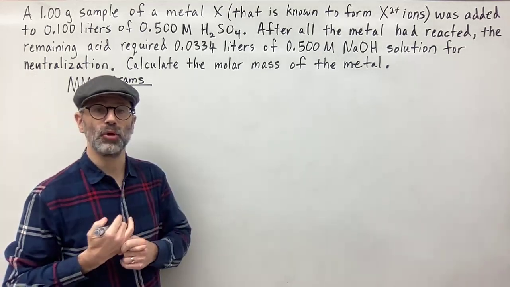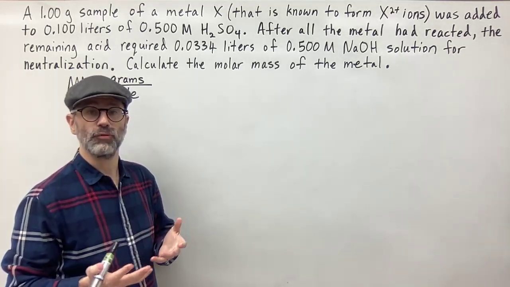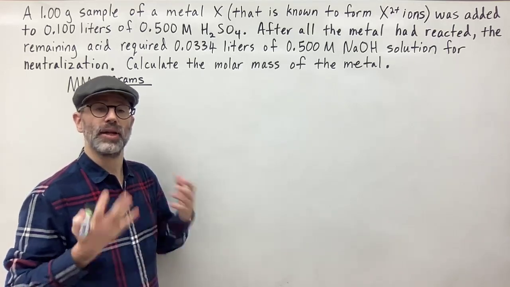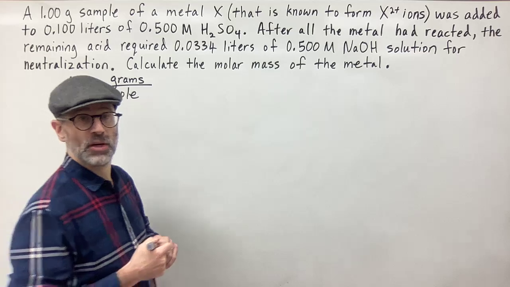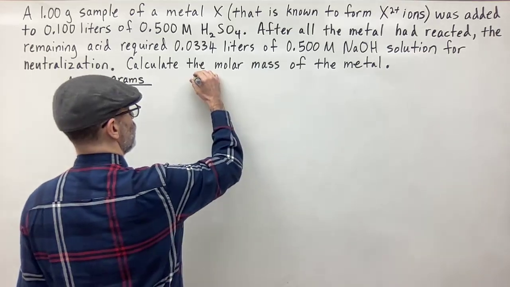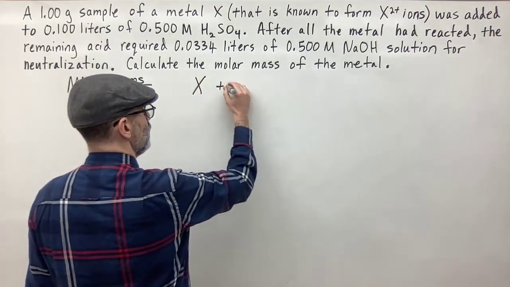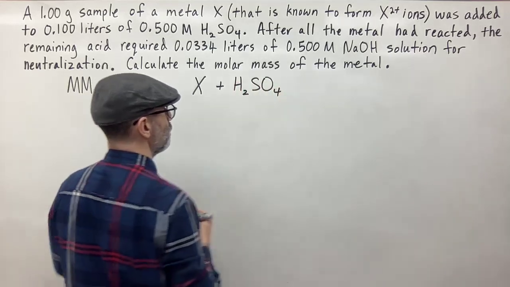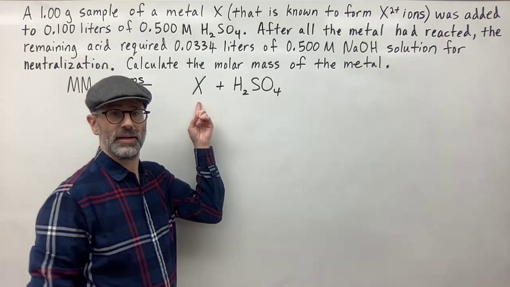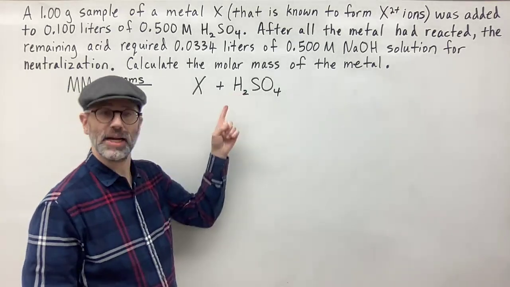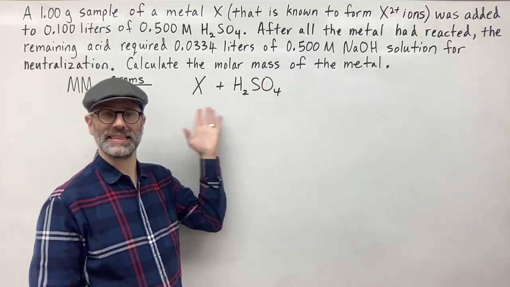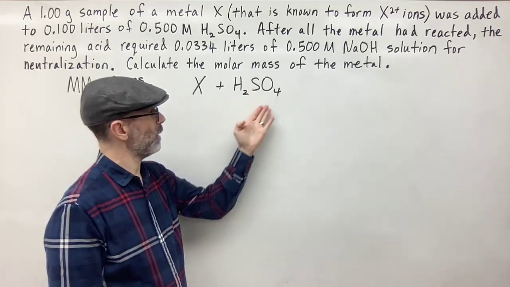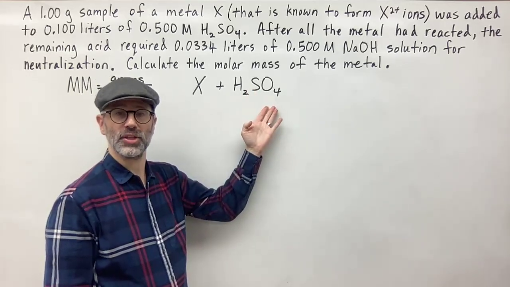We know that the metal reacts with H2SO4, and that it forms X2+ ions. That helps us write a balanced equation. I'm going to take my metal X and react it with H2SO4. When it reacts here, it's going to kick off the hydrogen, so this is a single replacement reaction. The metal is going to kick off the hydrogen and form an ionic compound with the sulfate.